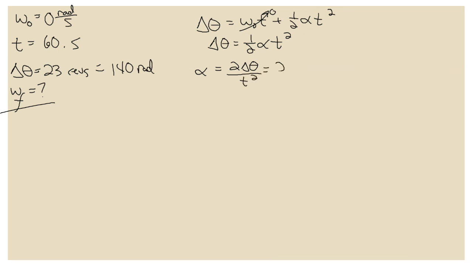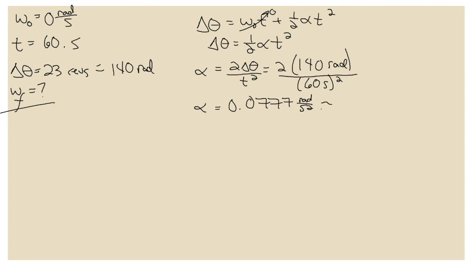And so plugging in here, we have 2 times delta theta, 140 radians, over t squared, so that'd be 60 seconds, and then square that. And when you do that math, 2 times 140 over 60 squared, you end up getting 0.077777 repeating radians per second squared. And so to 2 sig figs, we will call that 0.078 radians per second squared.